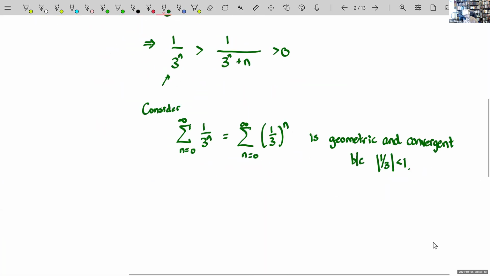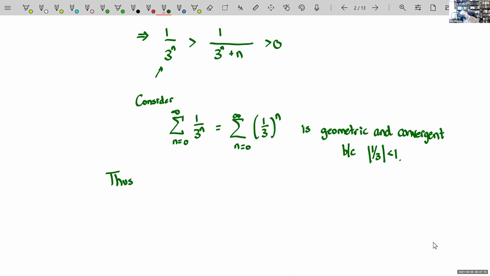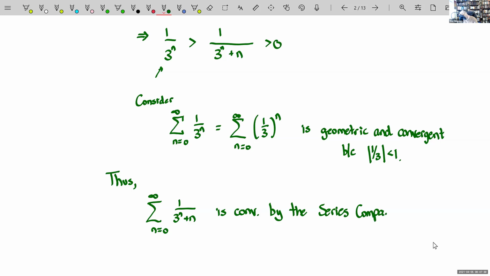So let me just go ahead and say, thus, the summation of 1 over 3 to the n plus n, going from 0 to infinity, is convergent by the series comparison test. And there are so many different, well, not so many, but there are 3 different comparison tests. So it's important that you note which one you're talking about. That's why I'm saying the series comparison test here. And just to shorthand it, we call that the SCT.